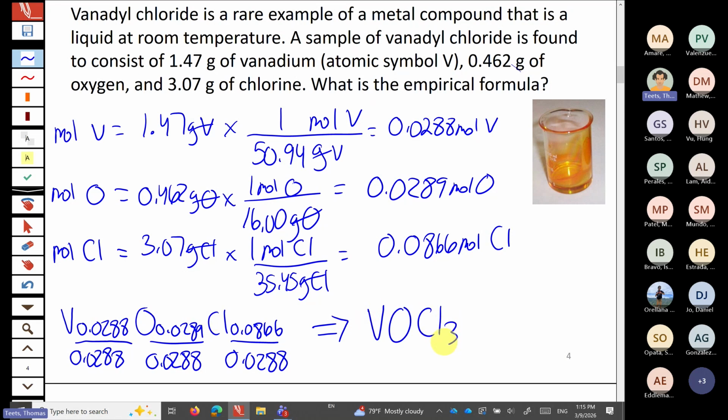Again, there might be a tiny amount of rounding necessary, but that should come up pretty close to exactly VOCl3. So we don't need that last step to convert that at all. It's already in whole numbers, already empirical formula at this point. So that's the steps we would follow. Convert each to moles and then find the smallest ratio of those and express it as a whole number. So any questions on that one?